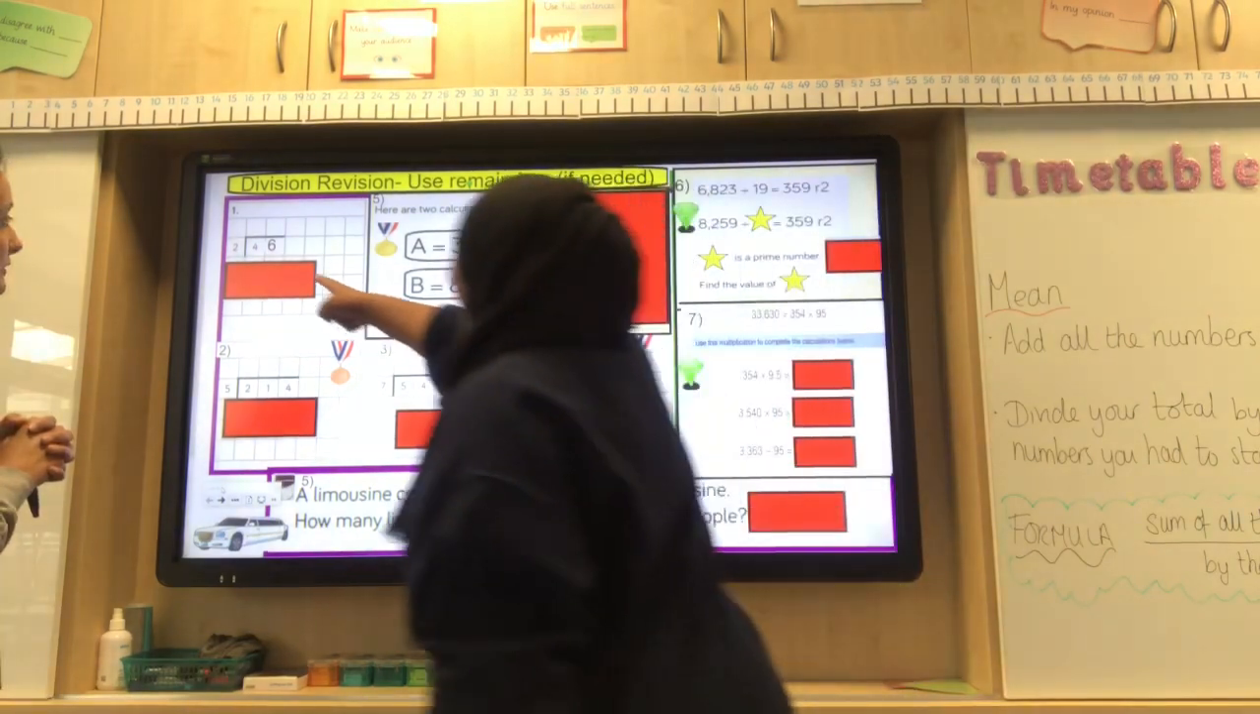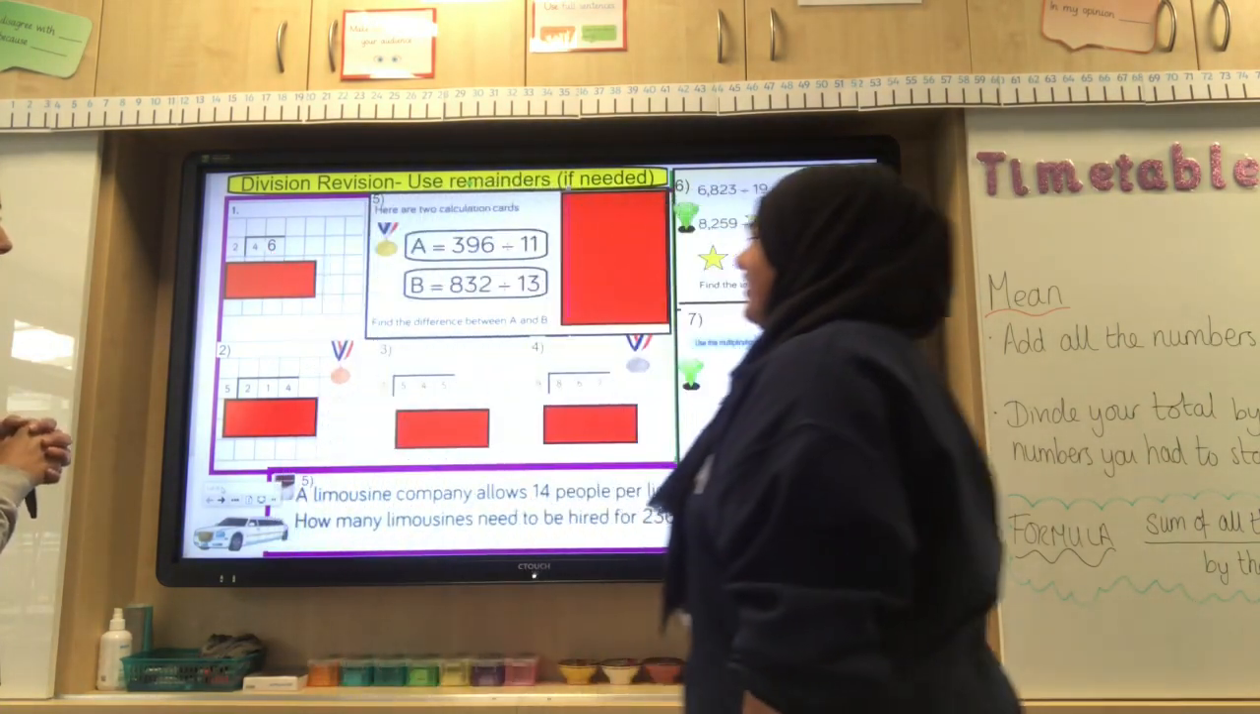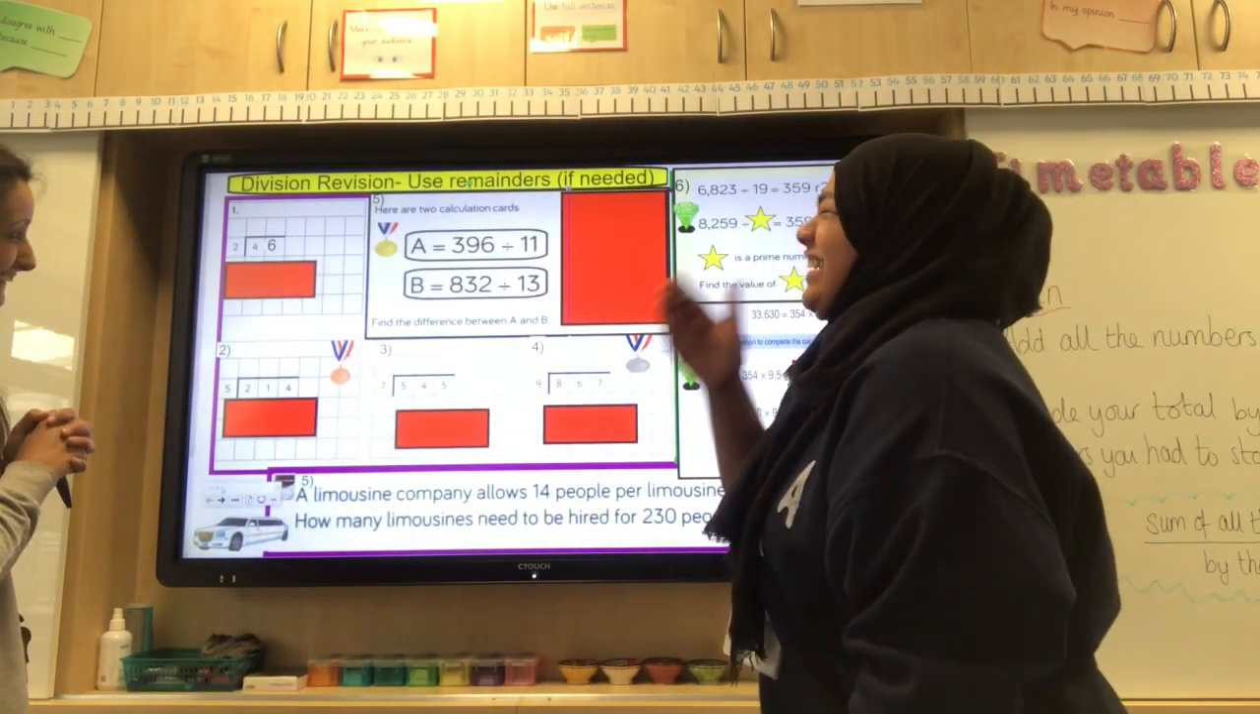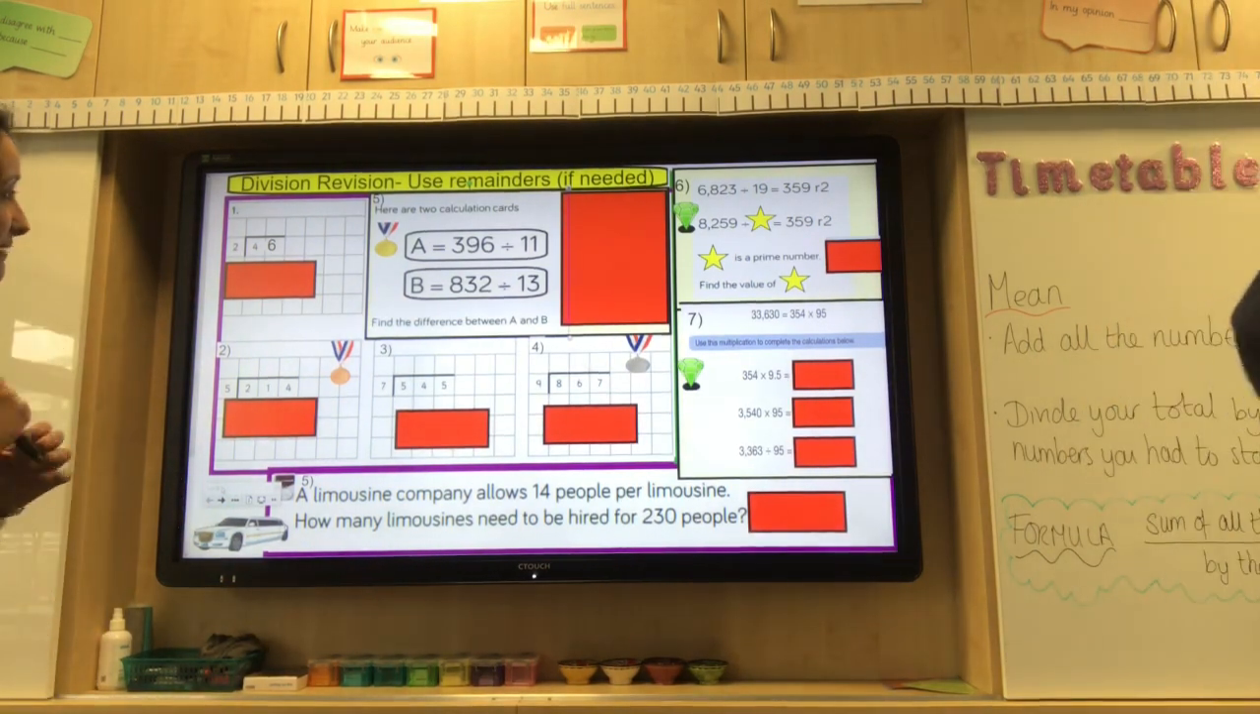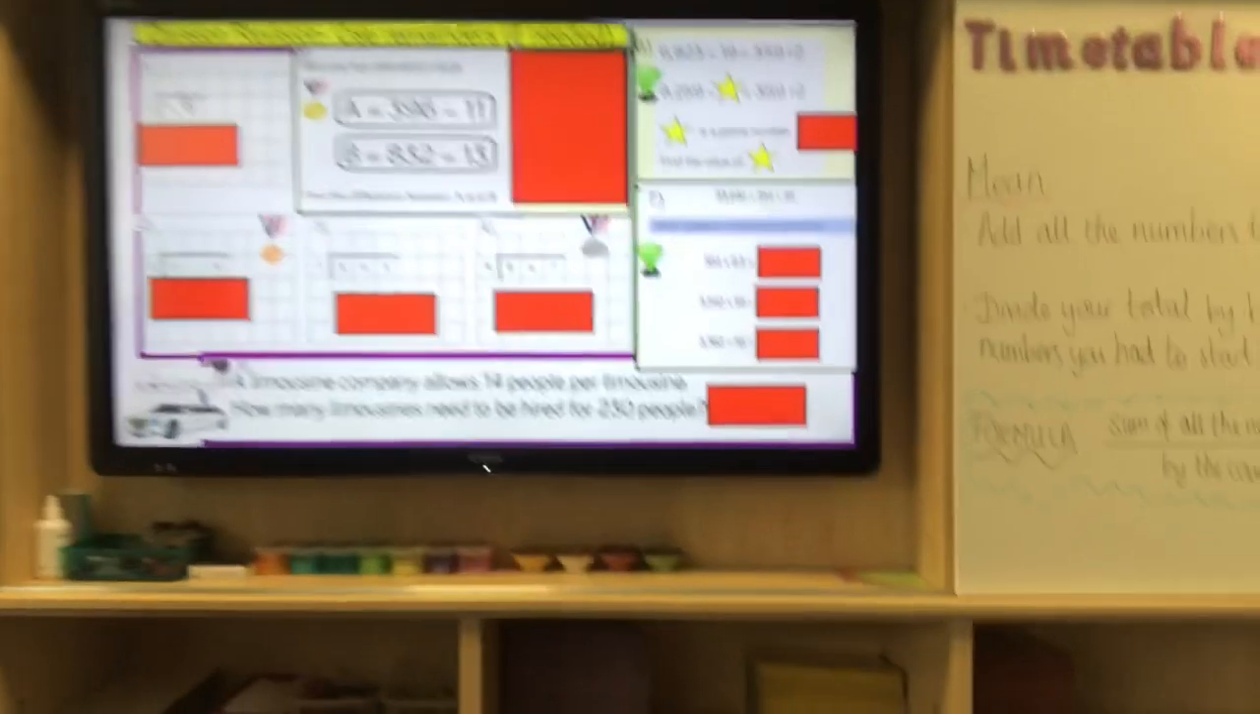So, to begin with, just revision, using remainders if needed. So it's short division. Did you add that number to this question? Yeah, I don't know why I added that number. Anyway, it looks very disproportionate. I know, it does a bit. You might need to bring it in a bit, Miss Mia. Yeah, so I'm not going to model anything here. This is literally just revision.